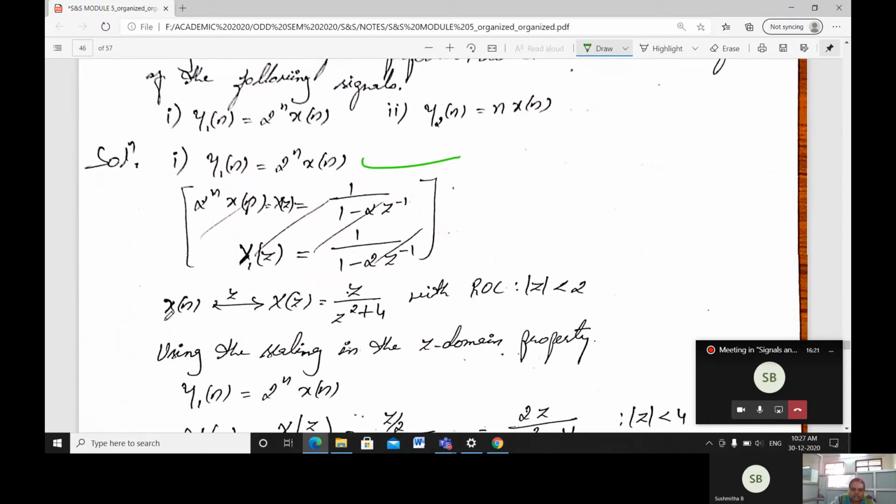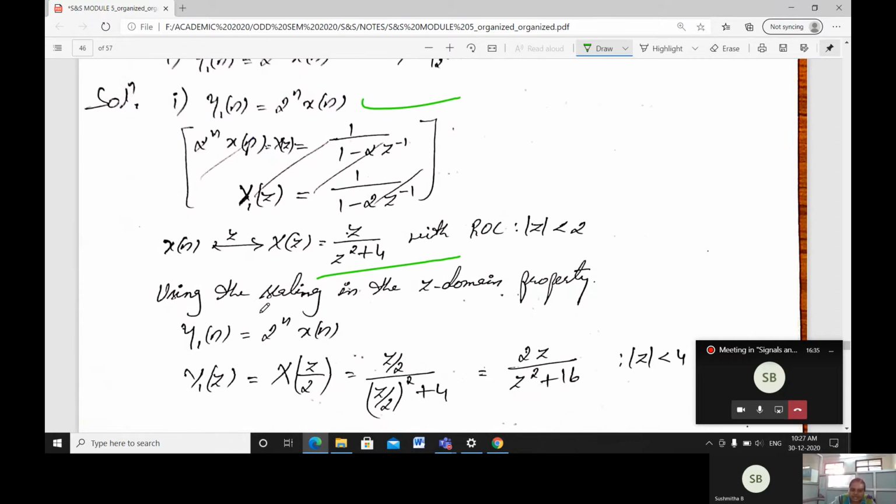For us, the Z transform X(z) is given as z divided by z squared plus 4, with region of convergence mod of z less than 2. Using the scaling in Z domain property, we can scale that y1 of n equals 2 raised to n times x of n. The scaling property gives y1 of z equals X of z divided by 2, based on the scaling property.